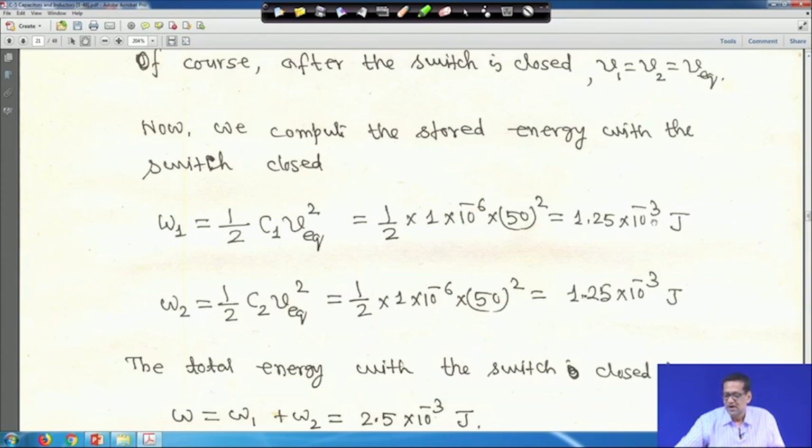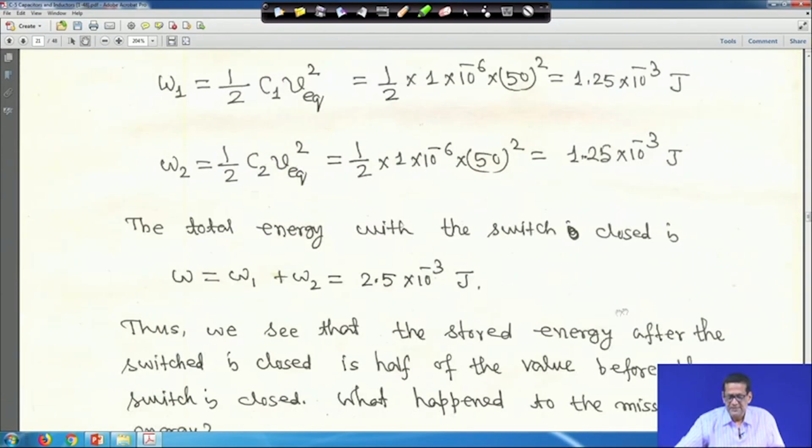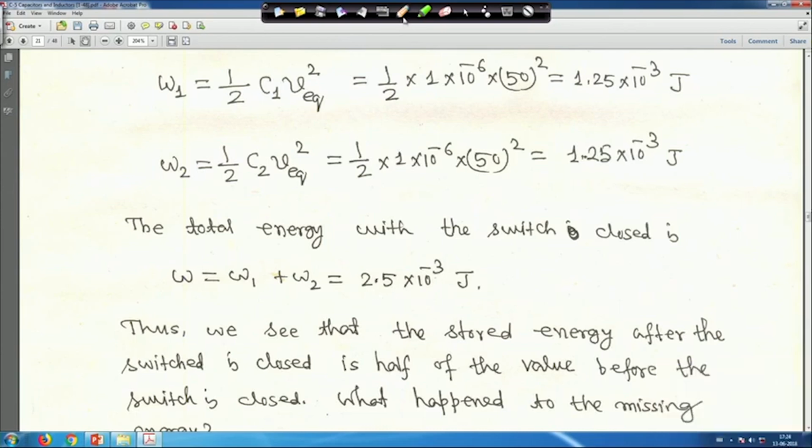So, 1.25 into 10 to the minus 3 joule, right. Similarly, W2 is equal to half C2 Vq square, half into 1 into 10 to the minus 6 into 50 square, that is 1.25 into 10 to the minus 3 joule. Now, total energy, if you sum it up, W1 plus W2, it was 2.5 into 10 to the power minus 3 joule. That means, before the switch closed, it was 5 into 10 to the power minus 3 joule.